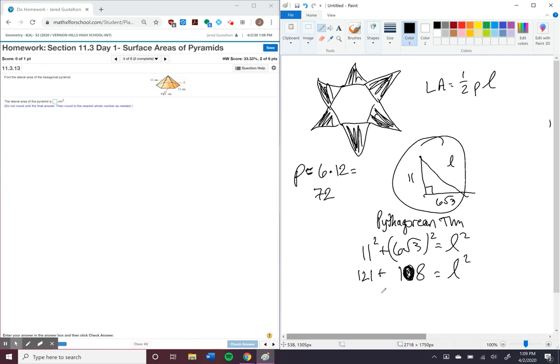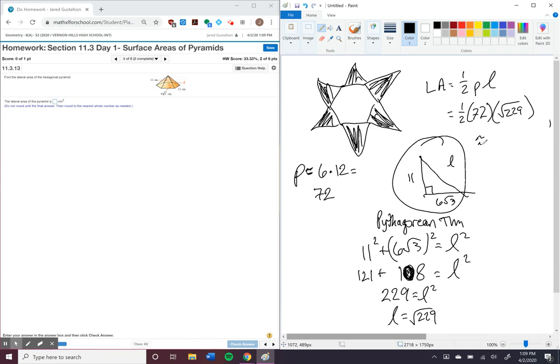So we get 229 is the slant height squared, so L is the square root of 229. Now it wants us to round the answer, but not until we're done. So I'm actually just going to plug in the numbers 72 and the square root of 229. Type that in my calculator.